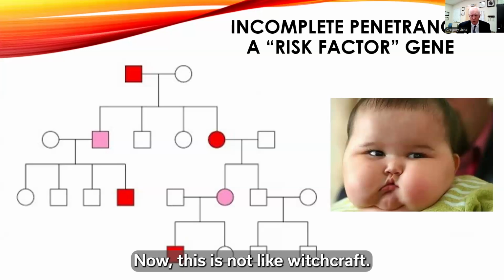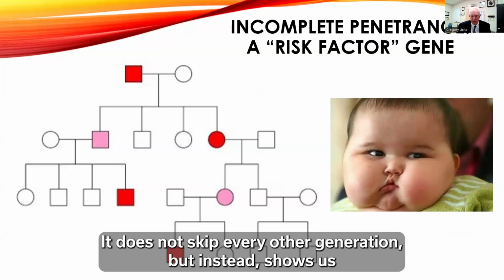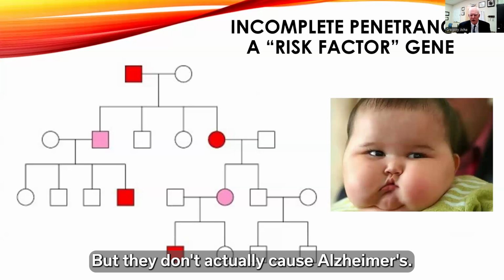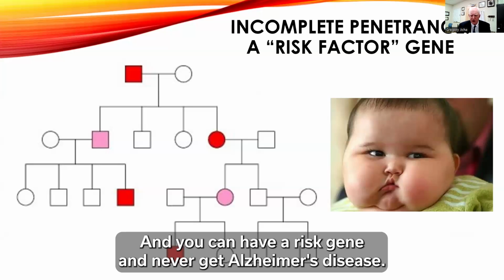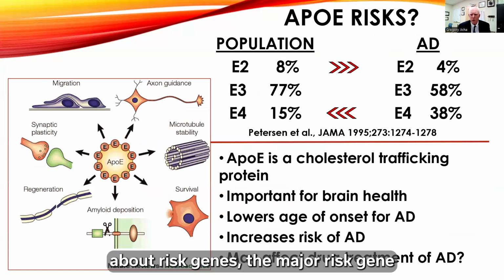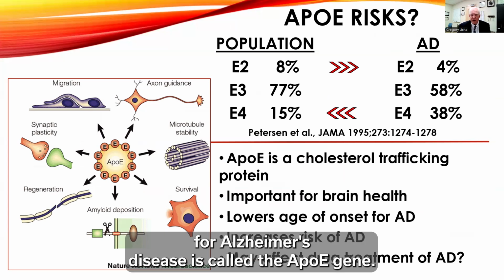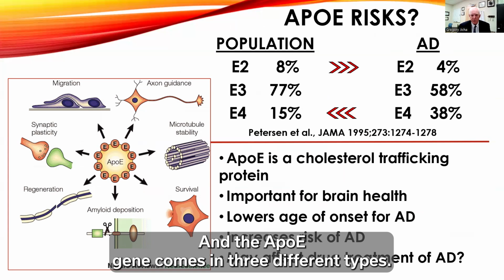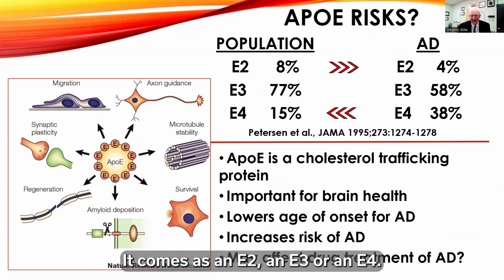Now, this is not like witchcraft. It does not skip every other generation, but instead shows us that risk genes increase the likelihood for Alzheimer's, but they don't actually cause Alzheimer's, and you can have a risk gene and never get Alzheimer's disease. So, when we're talking about risk genes, the major risk gene for Alzheimer's disease is called the ApoE gene. And the ApoE gene comes in three different types. It comes as an E2, an E3, or an E4.